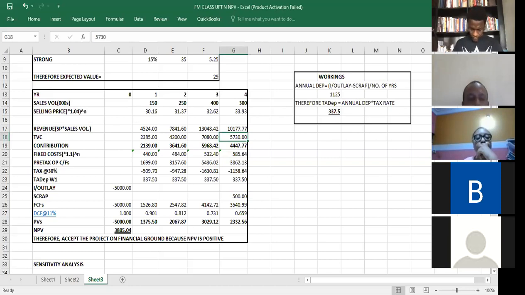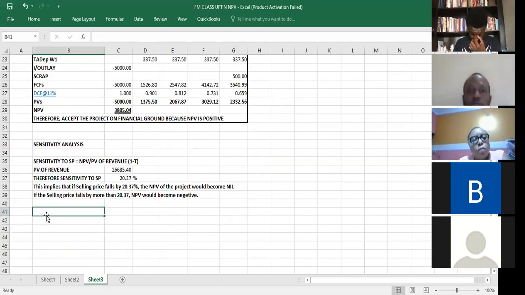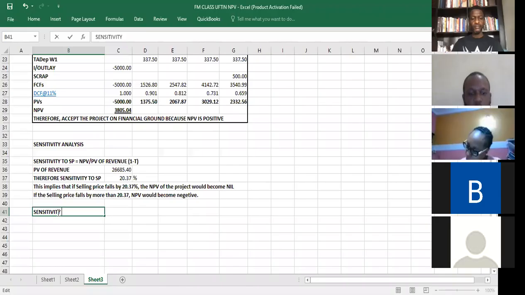Now, I have to do the other ones. If not, there are some things you need to understand. So before we rush to the discount factor, let's try and be efficient and do the sensitivity to some other things. So let's do sensitivity to variable cost. For sensitivity to variable cost, first of all, we need to get the PV of our total variable cost.